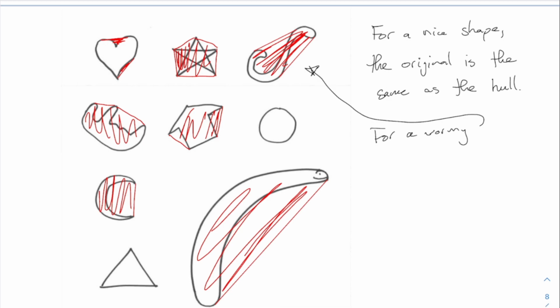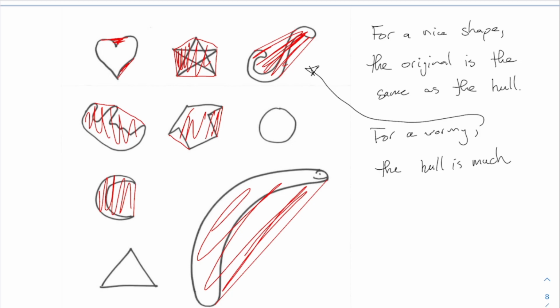What you started with is a narrow little worm, but the convex hull ends up adding lots of area that didn't used to be there. So for a worm, the convex hull is much bigger. And that's why it's called the convex hull ratio. You make a ratio, like a fraction, of the area of the thing you started with versus the area of the convex hull. And if they're pretty much the same, then you get a number that's pretty much like 1.